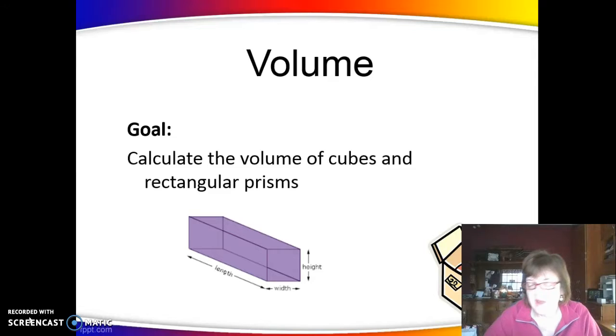Today we're going to be learning about volume, the volume of cubes and rectangular prisms. When we say rectangular prisms, it's nothing real mysterious. We're just talking about rectangular shapes that we can fill up, like a shoebox or a fish tank. Oh my, there's so many things that we fill with things.